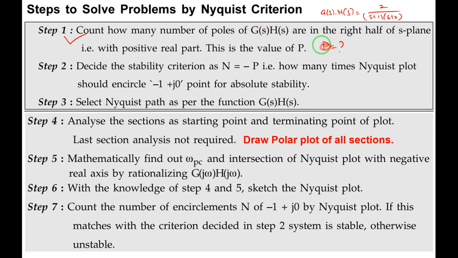But what is this P? It gives the information about how many poles are lying in the right half of the s plane. If I take this open loop transfer function, P is 0 here. This is one example, I hope you are getting it.